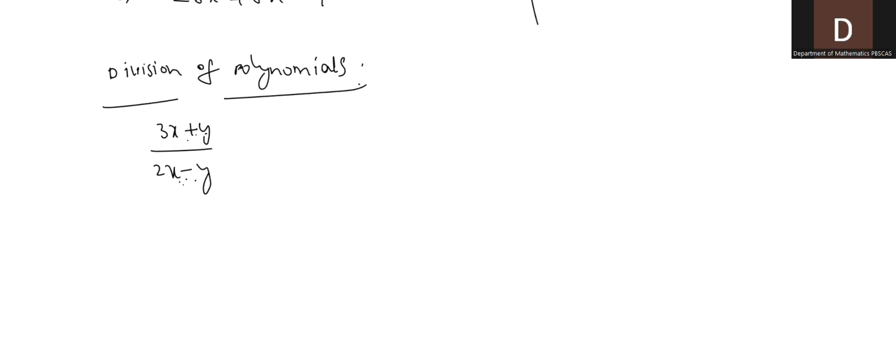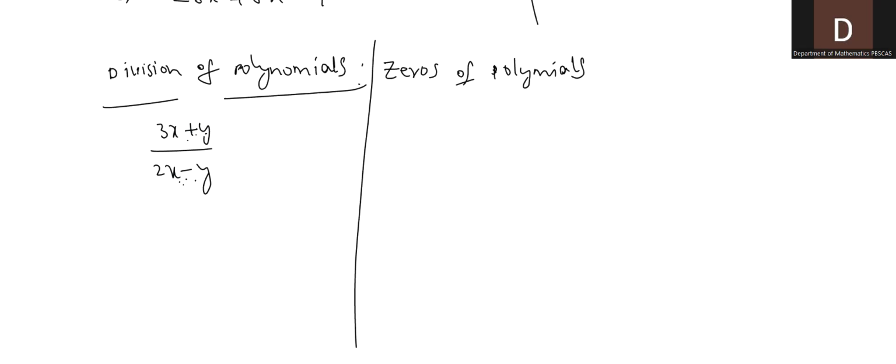The very important topic: zeros of polynomials. So how to find the value of the polynomial? The value of the polynomial is obtained by putting a particular value of the variable. There is a polynomial equation, and when you put a particular value in it, that is called the zero.